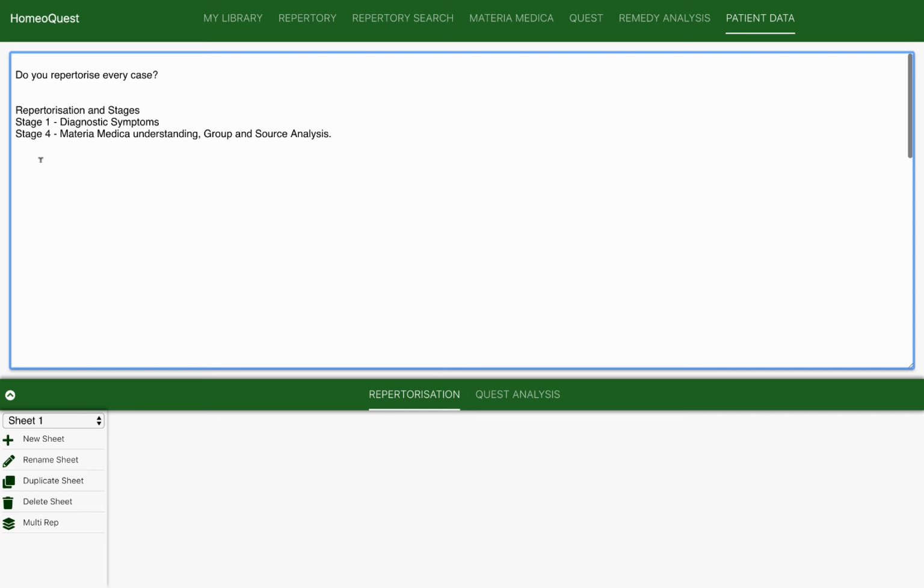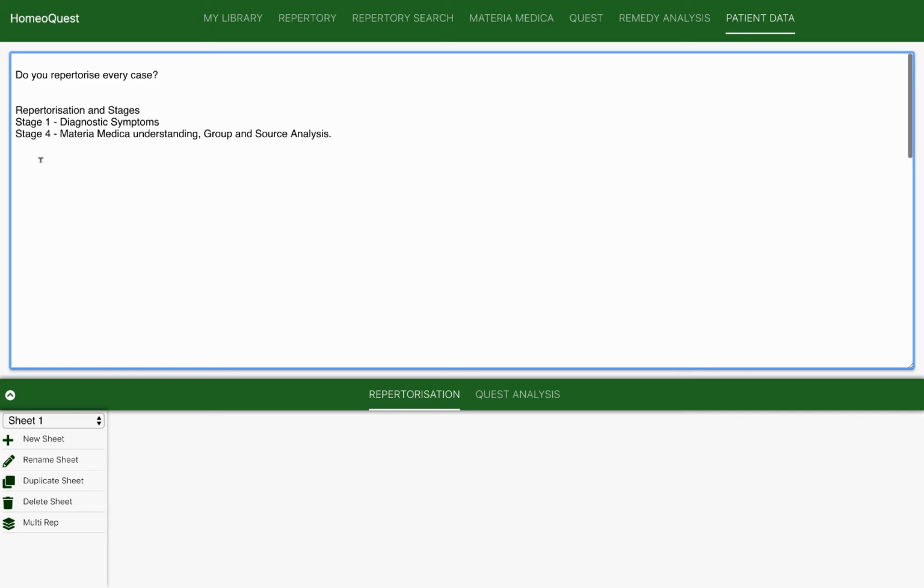So in many of the cases I've shown you, we use these for reference. We either use them in the remedy analysis where you're doing the final differentiation, or we use them as references, or you use your knowledge of organopathy or other disease specific materia medica to find your remedies at that level.